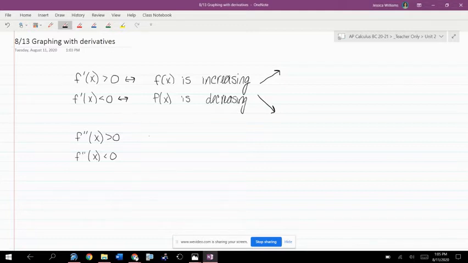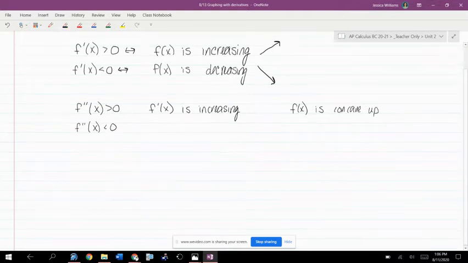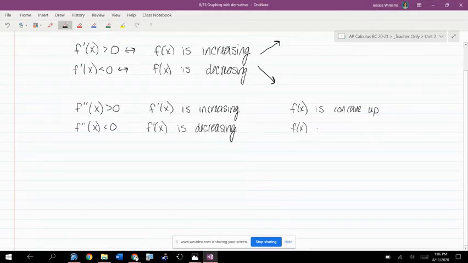Here are the words. If your second derivative is positive, that means your first derivative is increasing. It means your slopes are increasing. Well, if your slopes are increasing, it means your function is what we call concave up. I will show you what that looks like in just a second. Same idea down here. So you're smart enough to manage this. If it's negative, the slopes are decreasing, and f is concave down.